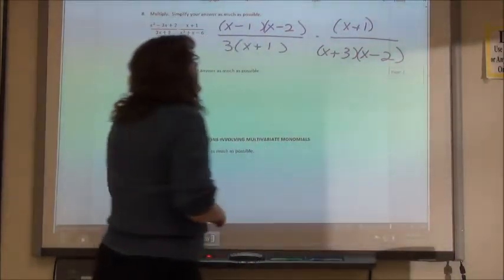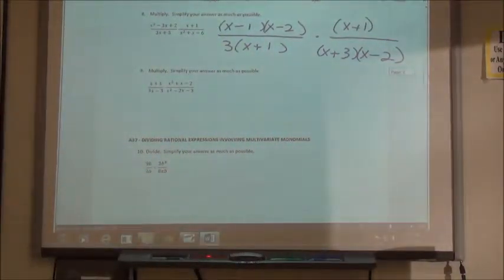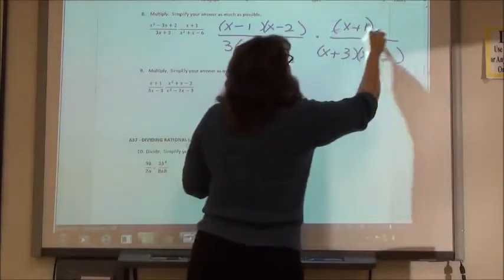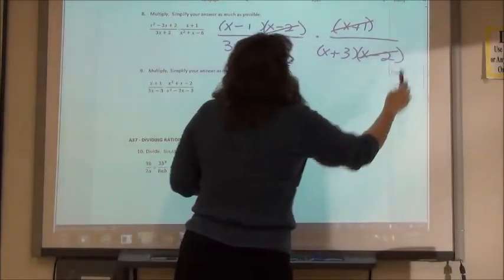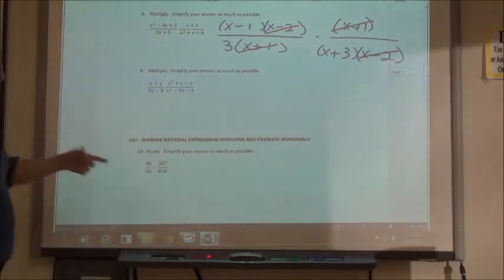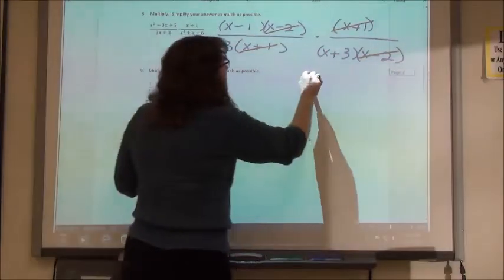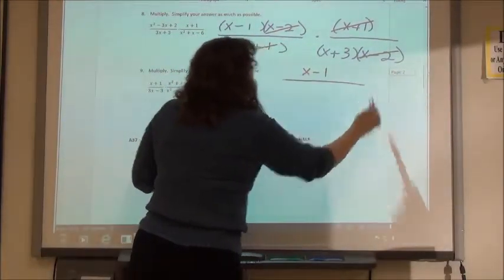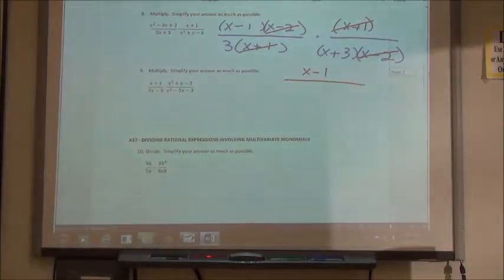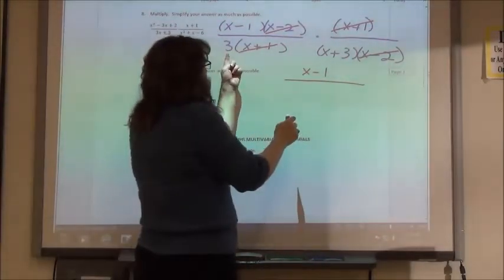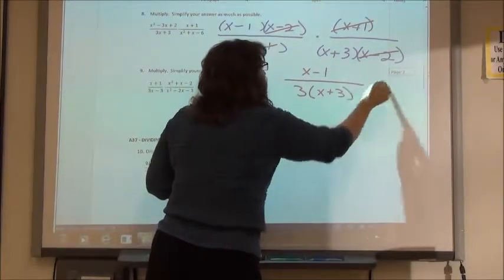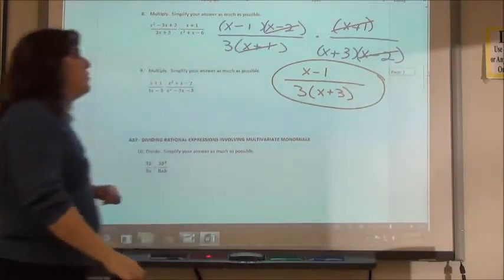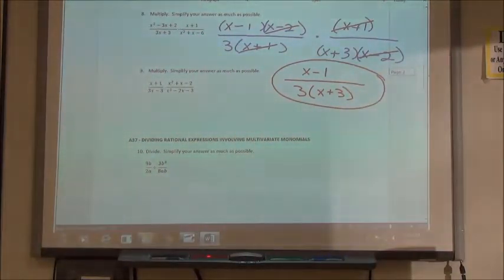Looking to see what we can cancel. What can we cancel on this one? The x plus 1s. Anything else? The x minus 2s, exactly. So on the top, the only thing I have left is that x minus 1. I don't need the parentheses since it's not going to be times anything else. On the bottom, we have this 3 here, and then we have the x plus 3 over there. So we get x minus 1 over 3 times x plus 3.